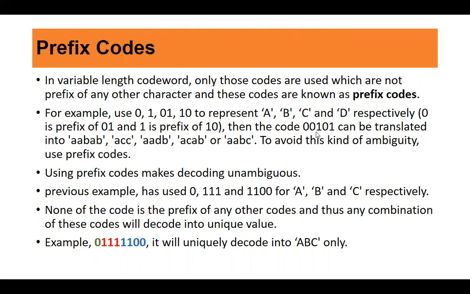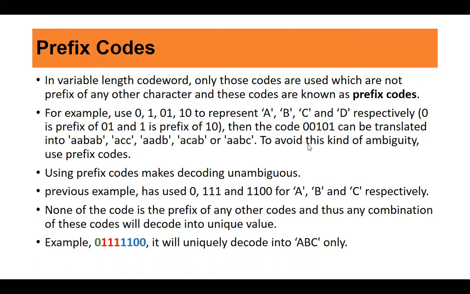Another way can be what? A, A, and 01 is C, right? So it can be A, A, C, C. Otherwise, again, it can be A, A, D, and B. A, A, 10 is D, and 1 is B. So the same code can be translated in multiple ways. You can have different translations for the same code, right? That means it becomes ambiguous.